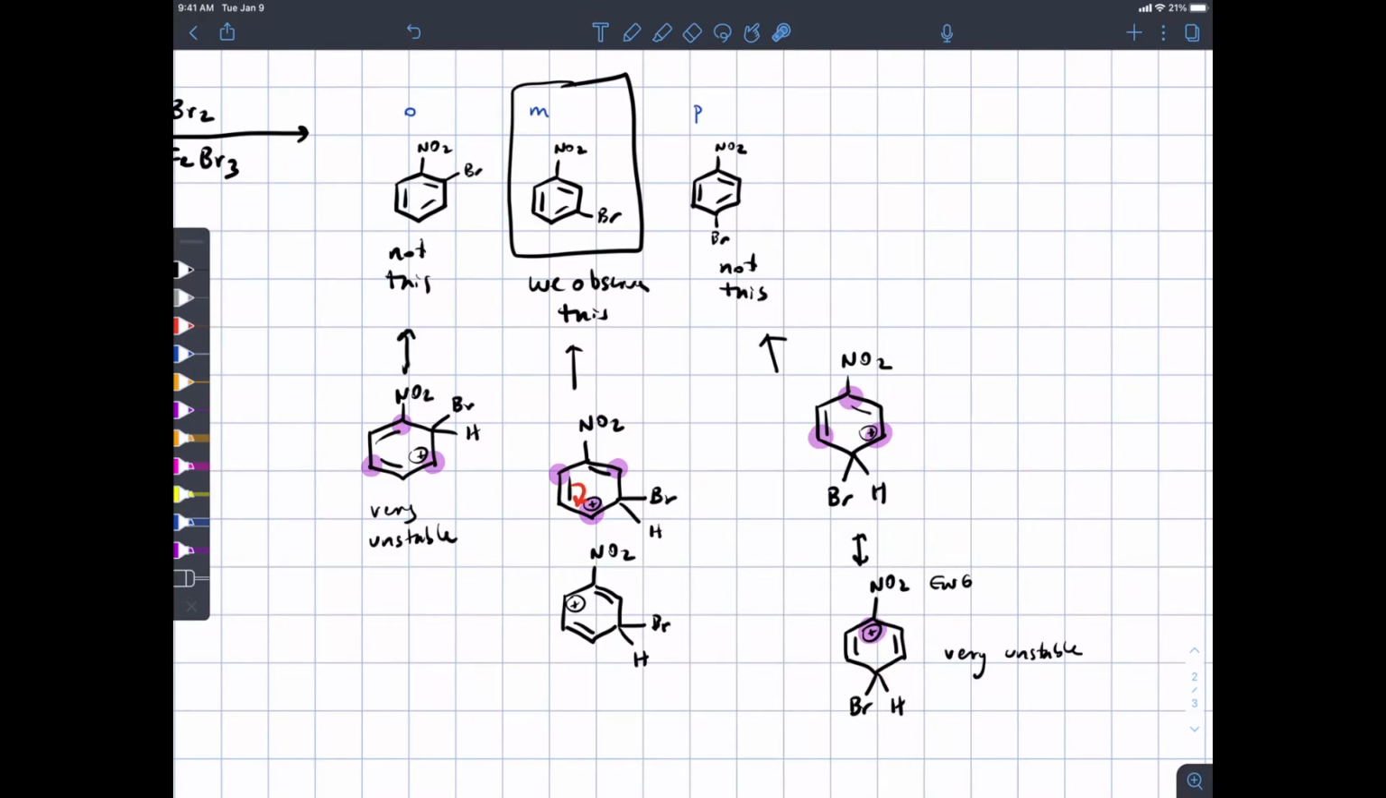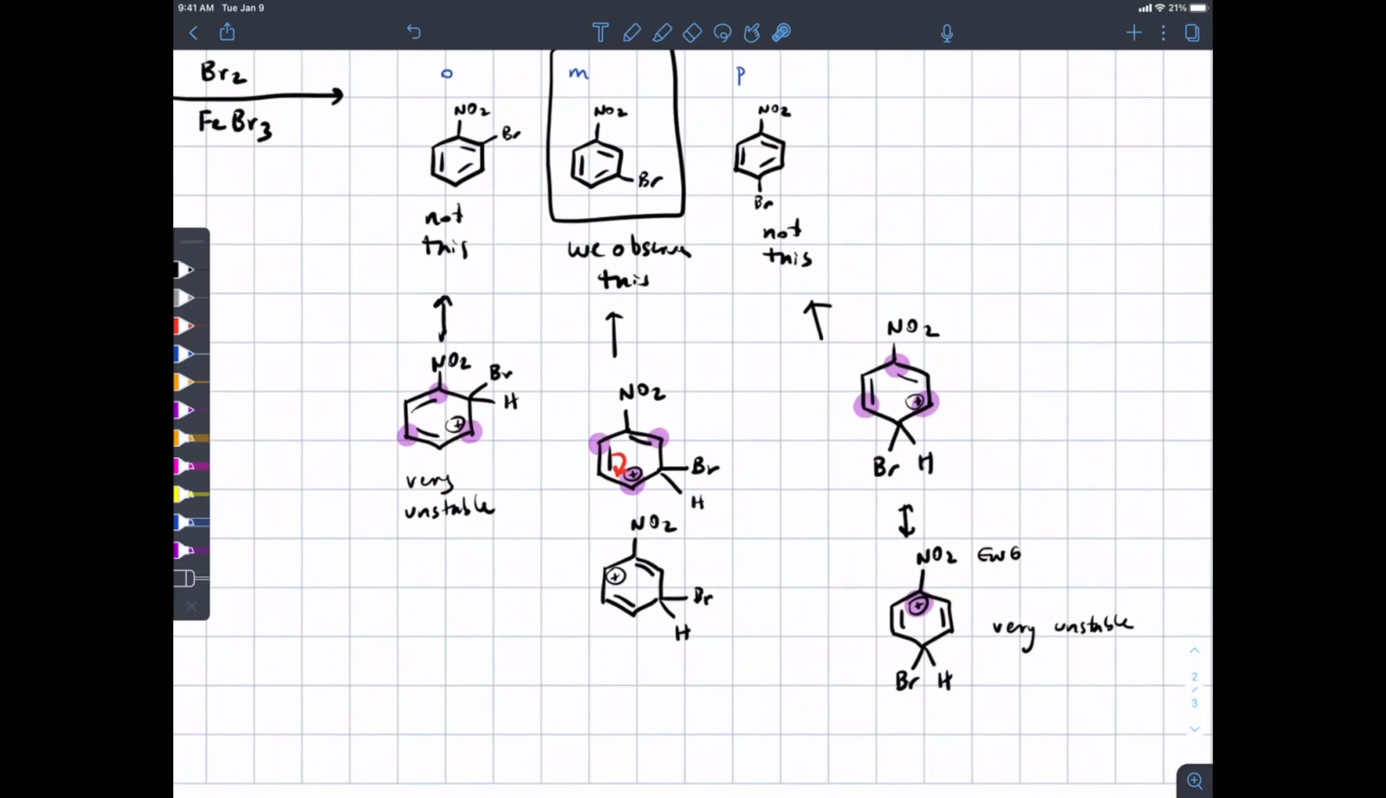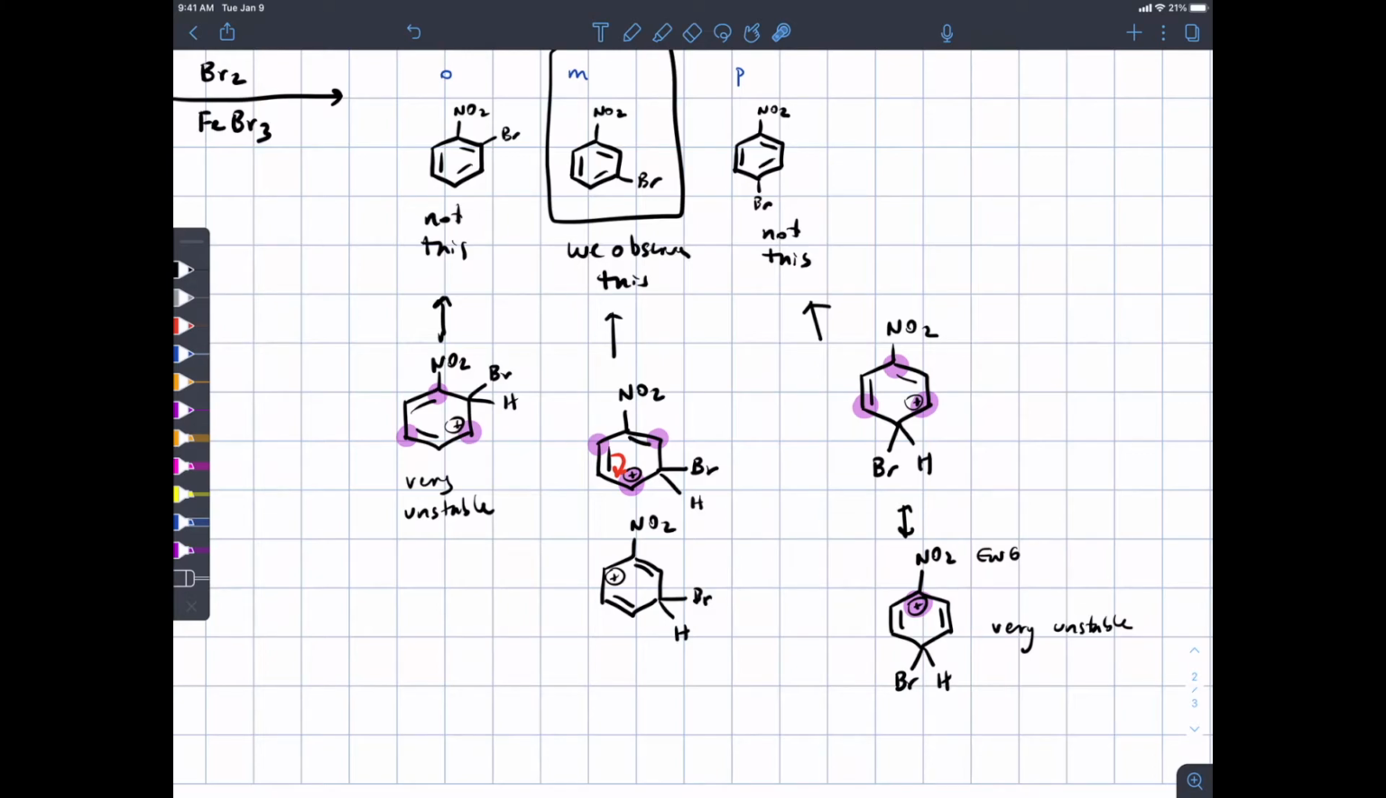So you can understand this regioselectivity pattern by considering in the starting material which carbons are electron poor versus rich, and for the nitro group, the ortho and para carbons are electron poor and therefore less reactive, and you can consider the stability of the intermediate and where the positive charge is, and if you go through the meta substitution pathway, that positive charge is never immediately adjacent to the nitro group. All right. Other questions?